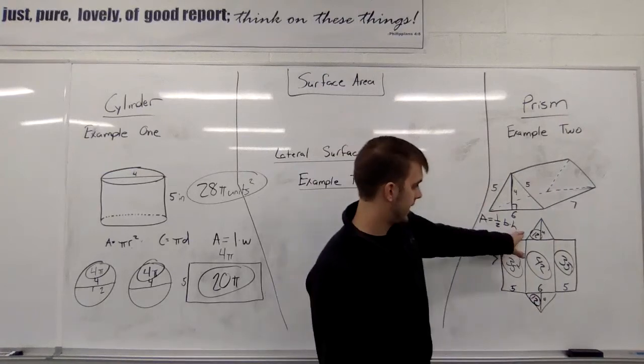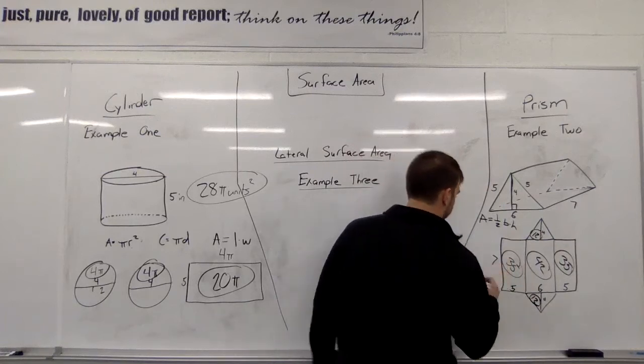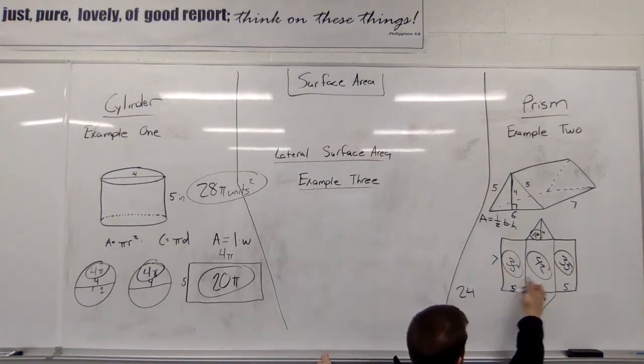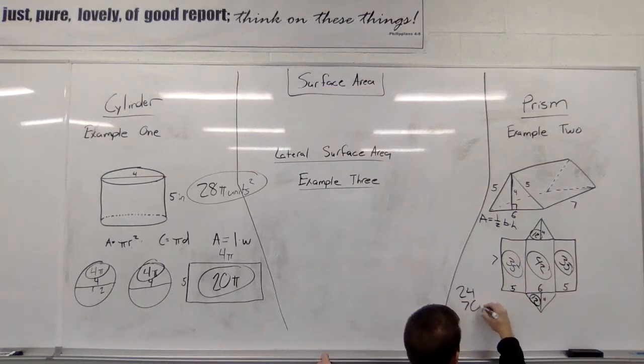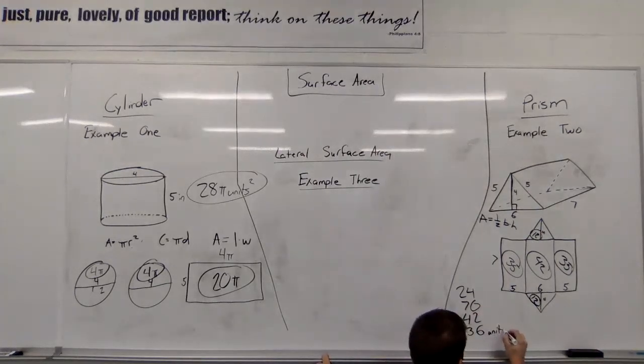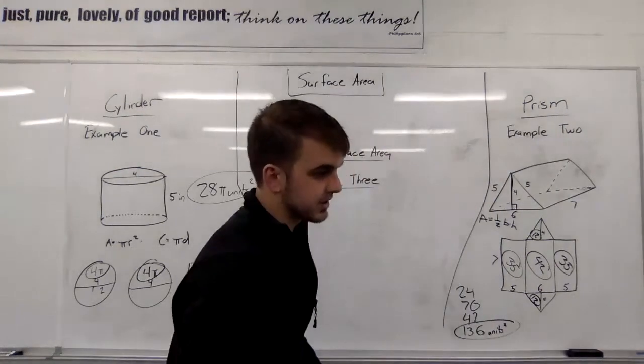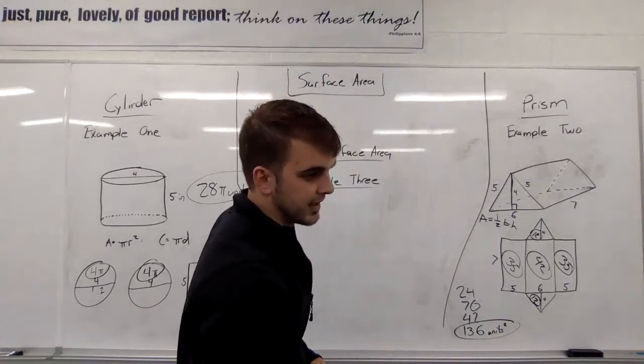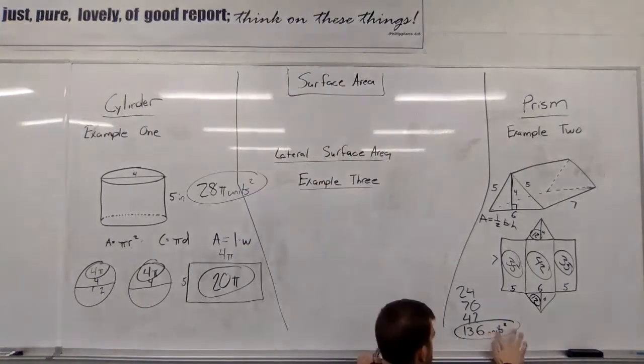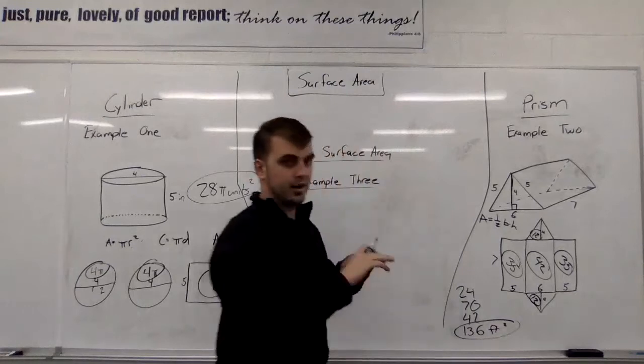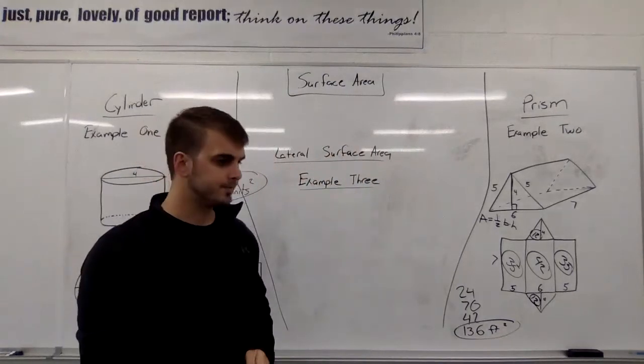So start with the 2 triangles. 12 and 12, you get 24. The 2 rectangles, 35 plus 35 is 70, and then a 42. You add these together, you get 136 units, because they don't give you a measurement, squared for that. That is your surface area. Actually, they give you a measurement of feet. So I'll just change that. 136 feet squared is the surface area, the area of all the outside shapes of that tent.